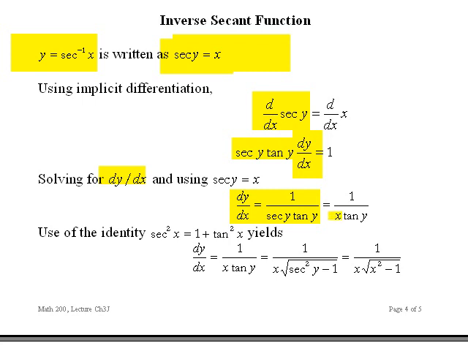Now I still have a tangent in here. I can get rid of that tangent by using this identity. Secant squared equals 1 plus tangent squared. So secant squared is x squared. All right. So what we can say here is tangent y equals the square root of secant squared minus 1. Secant squared is x squared, and so we put the x squared here under the square root sign, replacing secant squared of y.